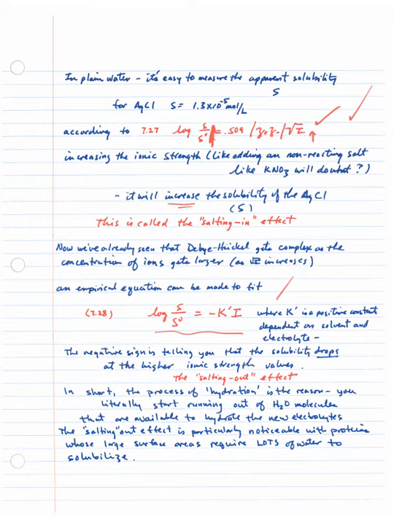This salting out effect is particularly noticeable with proteins, which have very, very large surface areas and require lots of water to solubilize. We'll see some examples of that now.